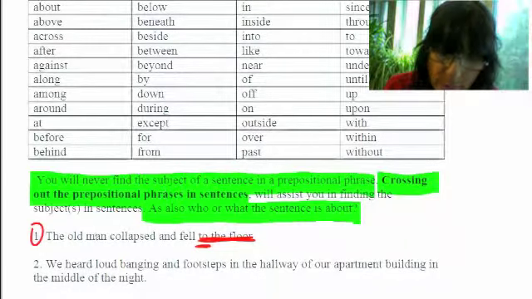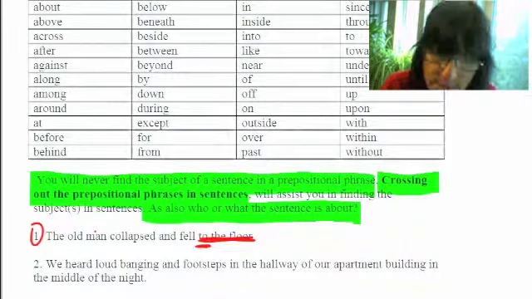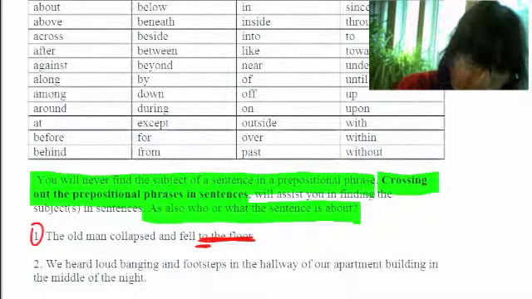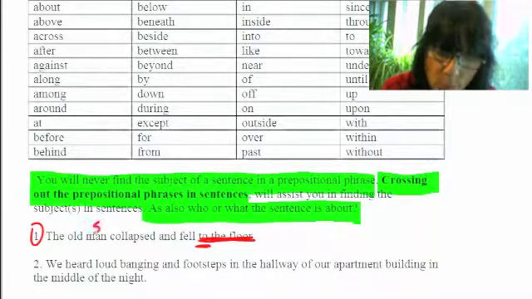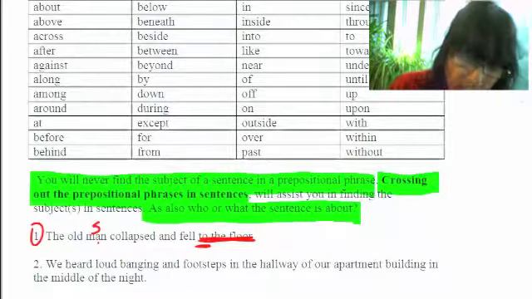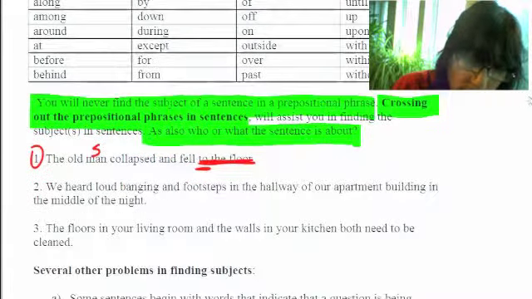So you've got the old man collapsed and fell. What's the sentence about? It's about the man. Now it's an old man, but you don't include the and old. Those are words that describe the word man. They're adjectives. So the subject is simply man.